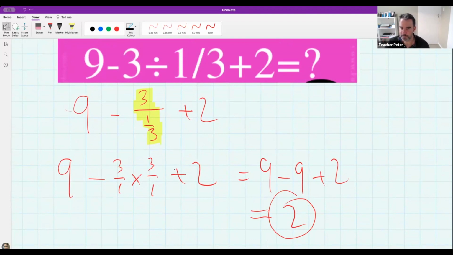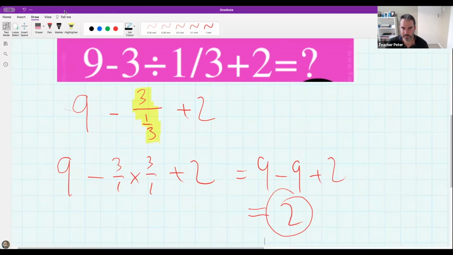But it's tricky because of the BODMAS thing here. So that is part of the thing here.